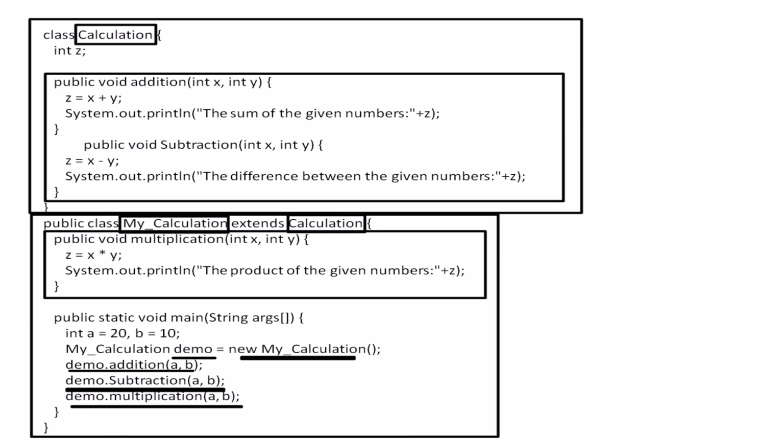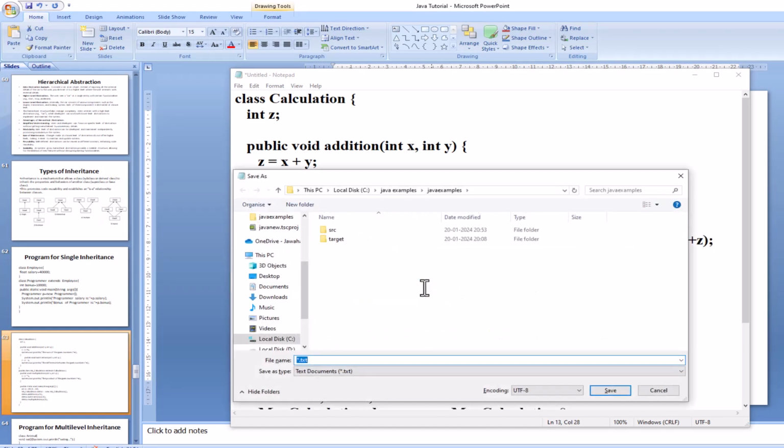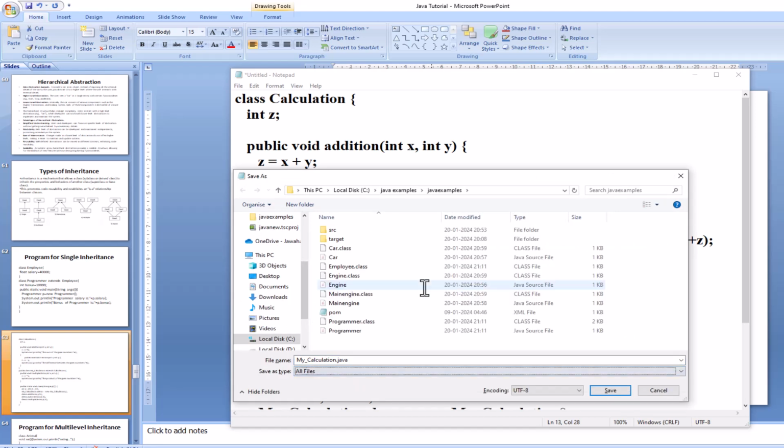Now let us compile this particular program. Save the program as MyCalculation.java. We need to take the class which is having the main method.